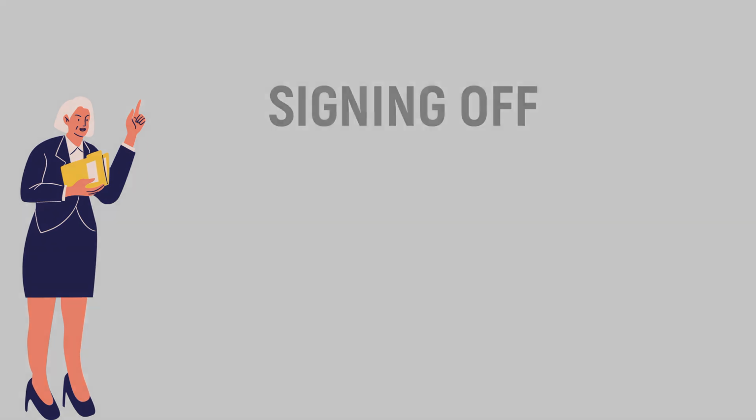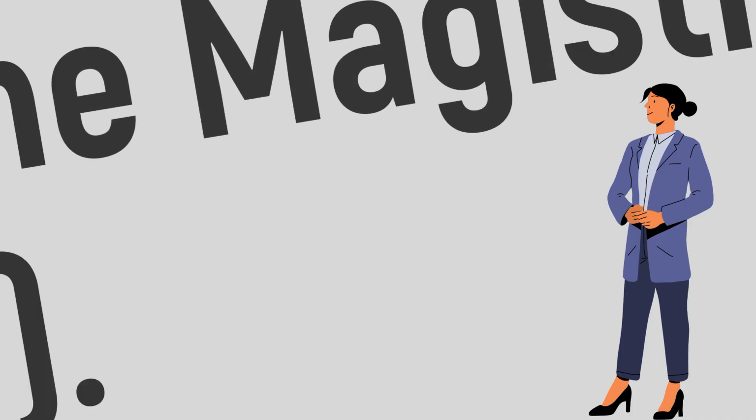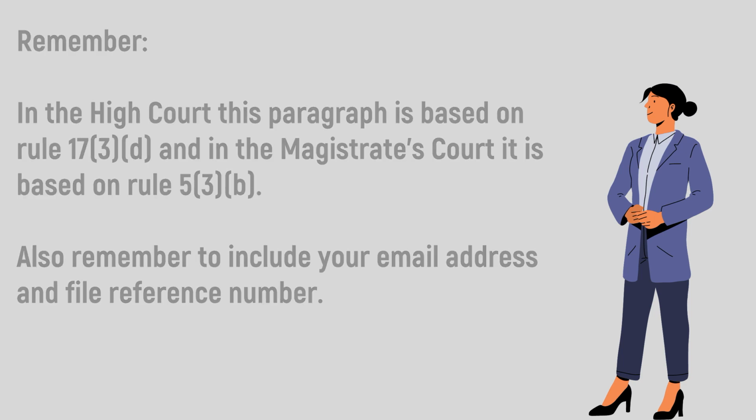Signing off. If you would prefer electronic service of future pleadings and notices, insert the usual clause. It will look as follows. Remember, in the High Court, this paragraph is based on Rule 17, Subsection 3D, and in the Magistrate's Court, it is based on Rule 5, Subsection 3B. Also remember to include your email address and file reference number.